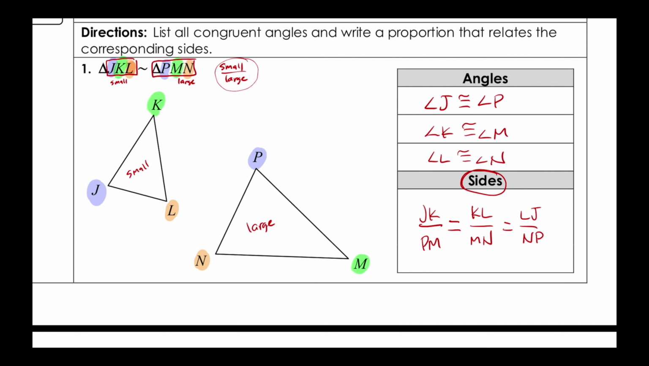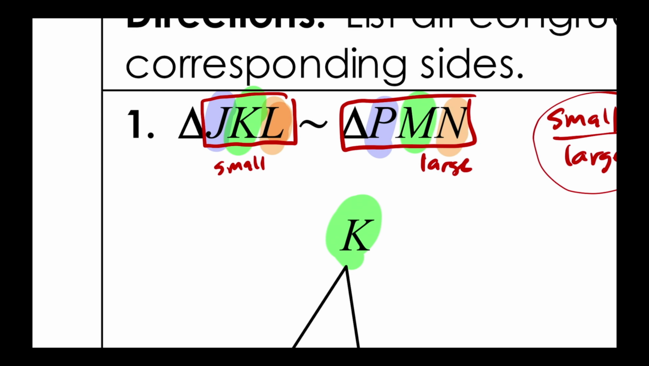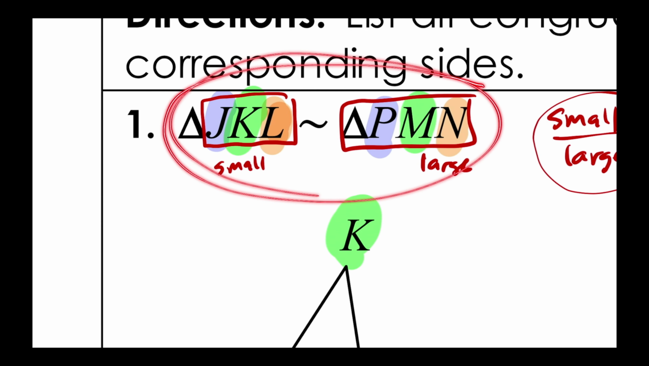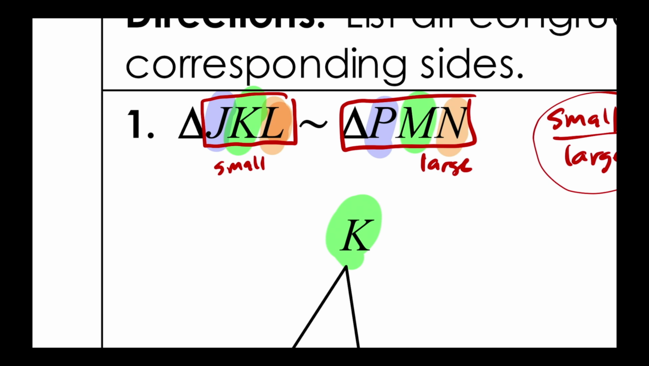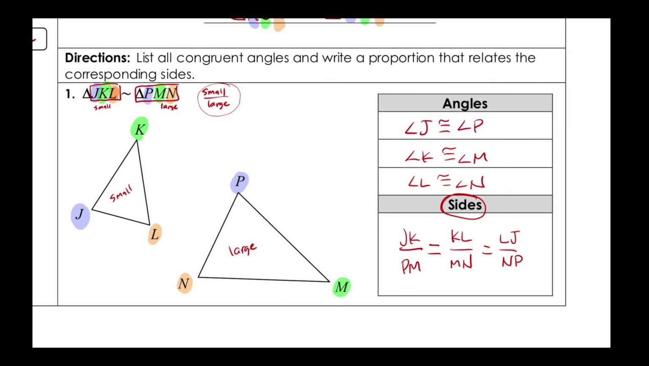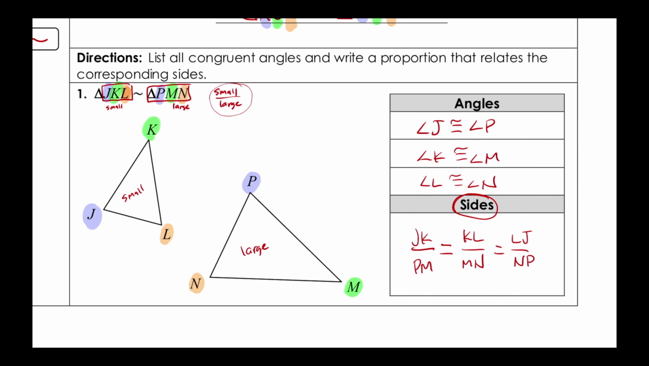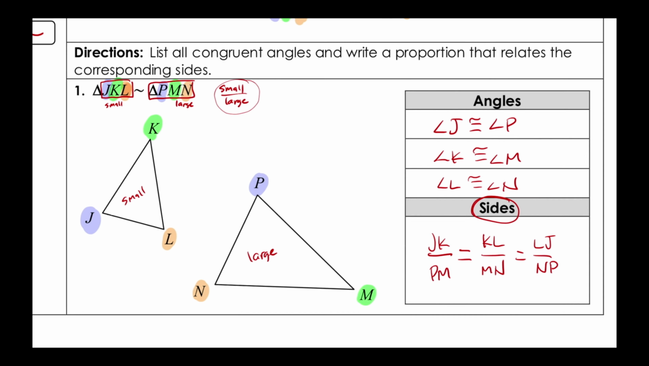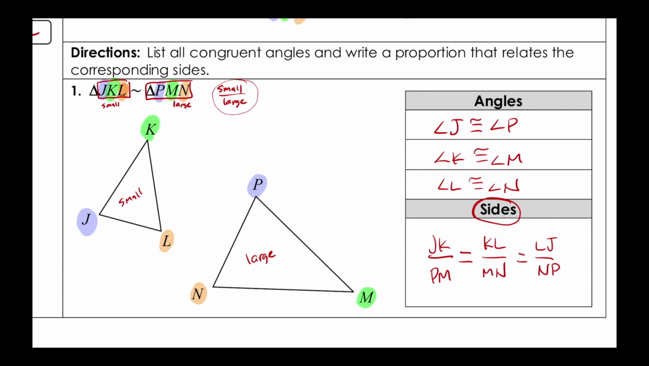Then you're going to do this. All this is, you're not solving anything. So some of you are like, what, mister, what's the answer? There is no answer. I'm just making sure that if you can look at a similarity statement, can you match the pieces? Can you tell me what angles equal each other? Can you tell me what sides are proportional to each other? Okay, so I'll give you a minute to copy this down and ask any questions if you're lost.